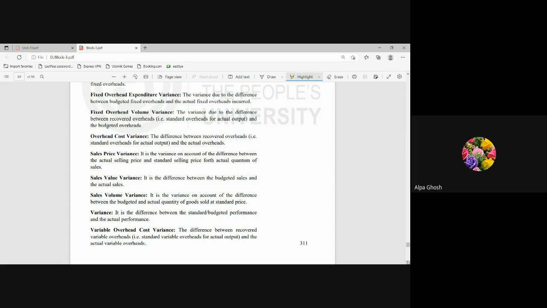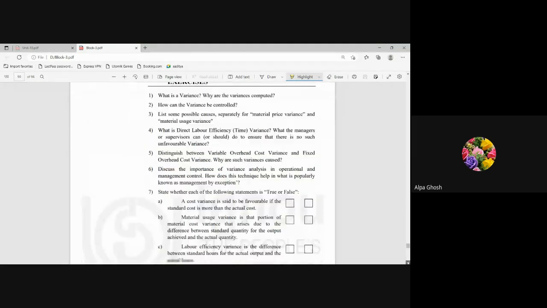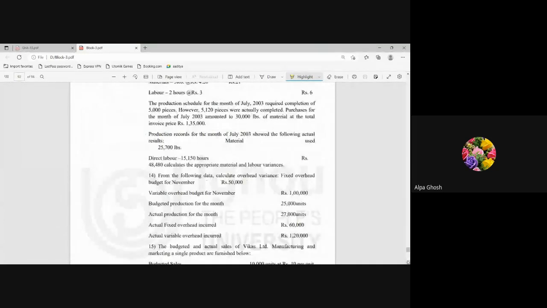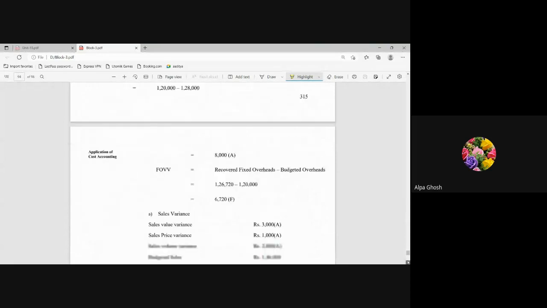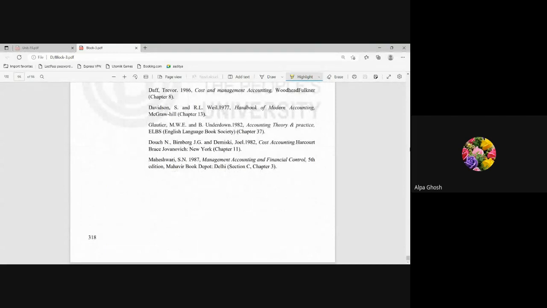Variance already explained: it is the budgeted performance and the actual performance. Variable overhead cost variance, the difference between recovered variable overheads and the actual variable overheads. So these are the basic terms we will come across, and for each and every variance there is a formula. You need to try those formulas for doing the practical questions. So this is all from my side for the third block. Tomorrow we will be doing the fourth one, and then later a class will be allotted for the fifth block, which will be informed later.